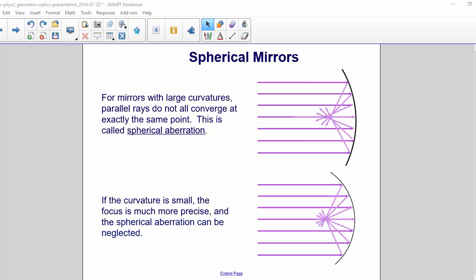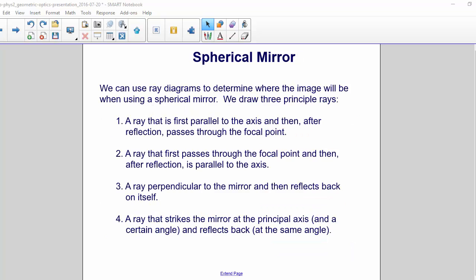For mirrors with large curvatures, parallel rays do not all converge at exactly the same point. This is called spherical aberration. But if the curvature is small, the focus is much more precise, and the spherical aberration can be neglected. For our purposes, most of our mirrors will have small curvatures.